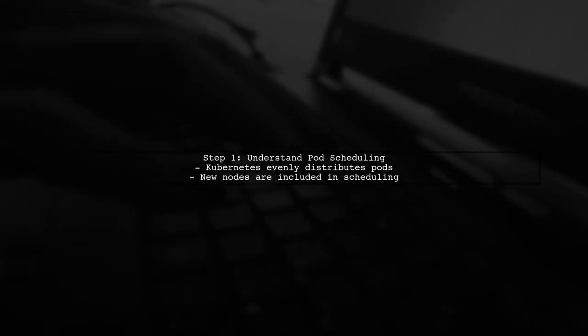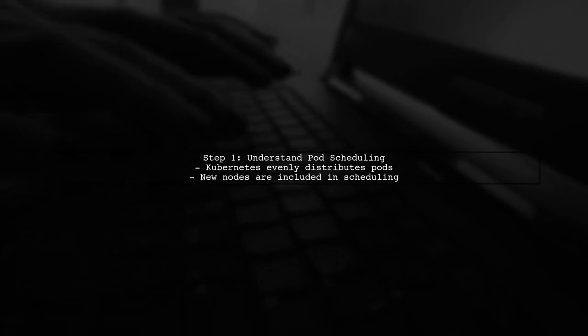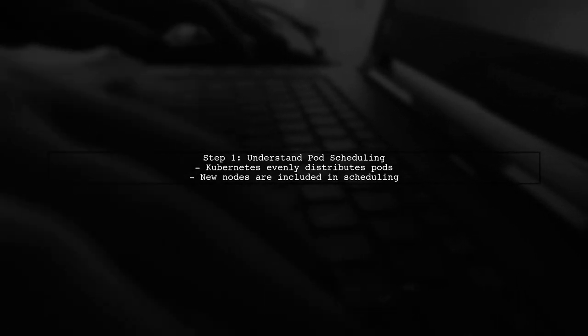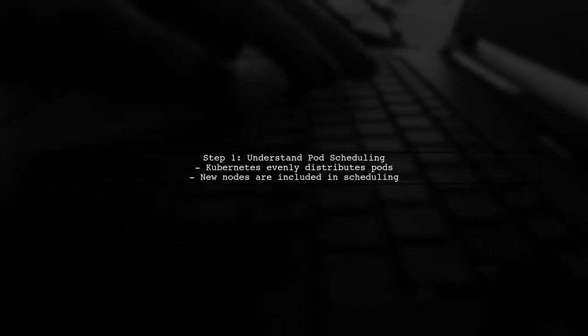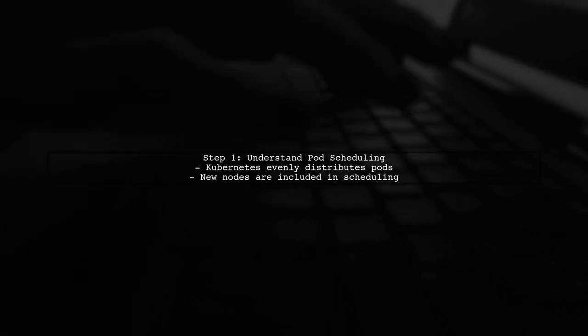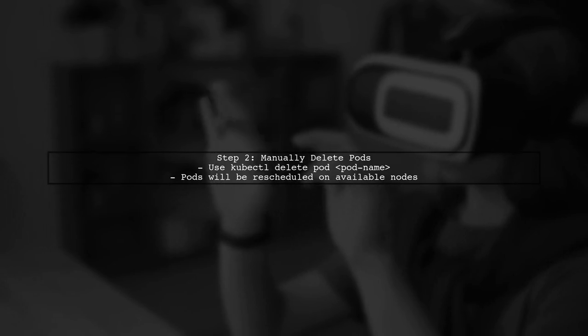After adding a new node to your Kubernetes cluster, the first step is to understand how Kubernetes schedules pods. By default, Kubernetes will try to evenly distribute pods across available nodes. To achieve a semi-even distribution of your application pods, you can manually delete some of the existing pods. This will prompt Kubernetes to reschedule them, potentially on the newly added node.